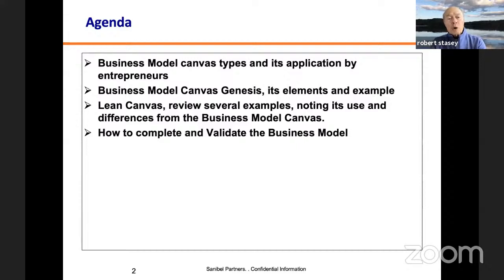And then we're going to talk about the lean canvas. The lean canvas is a more recent iteration, and it has power, particularly when we're trying to look at, let's say, a new proposition. And then lastly, for the entrepreneurs, is how do I go about completing it in a timely way and where I can see that I can validate it. And that would help us in knowing that we would like to take that business model to the market.